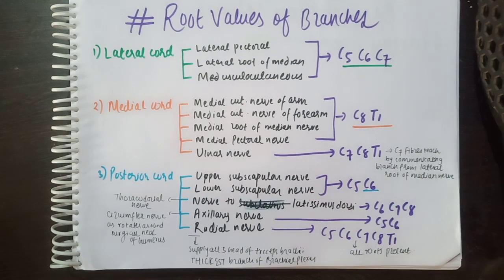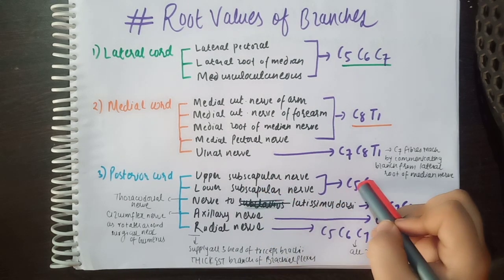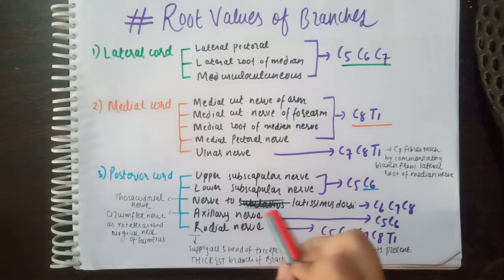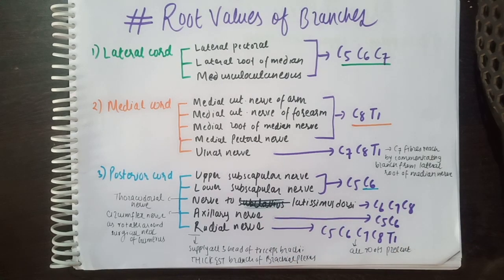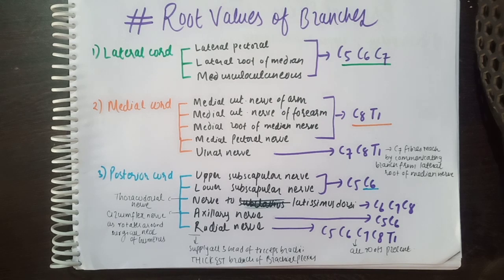Now you have to just concentrate on these 4. Upper and lower subscapular nerve have C5 and C6 as the root value. Nerve to latissimus dorsi has C6, C7, C8, and the axillary nerve again has C5 and C6, right? So here I am ending the video, and in the next lecture we will deal with the clinicals of the brachial plexus.